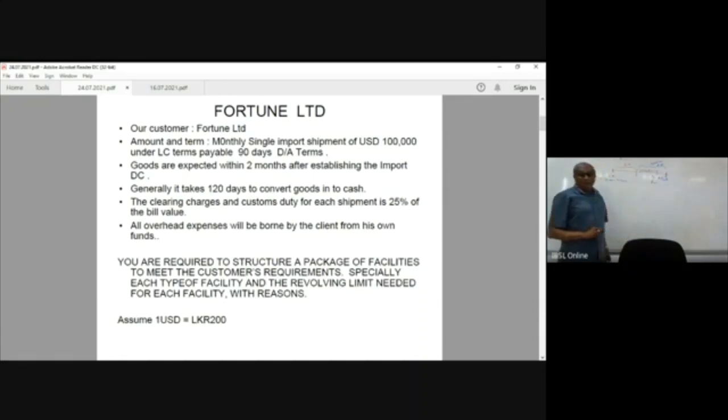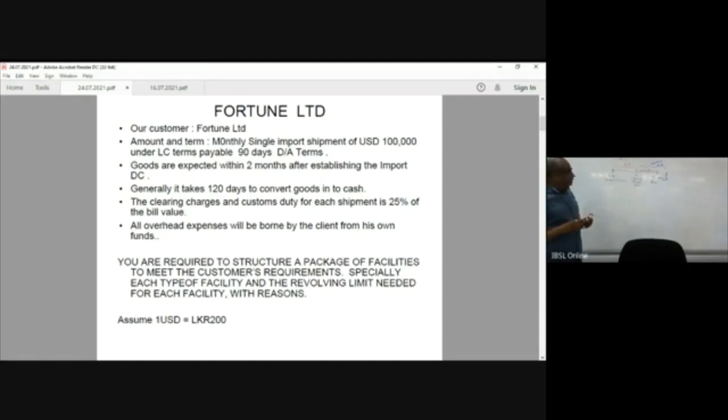That's the condition. Then we are talking about clearing charges and custom duties, 25% of the bill value. That we have to pay when we receive the goods. We have to pay the clearing charge, 25% of the bill value. Now all these things I have noted.